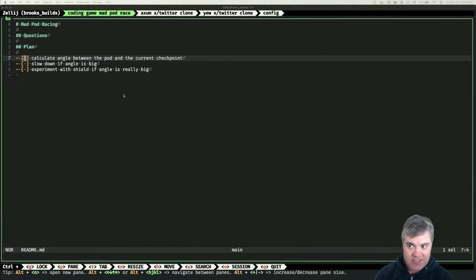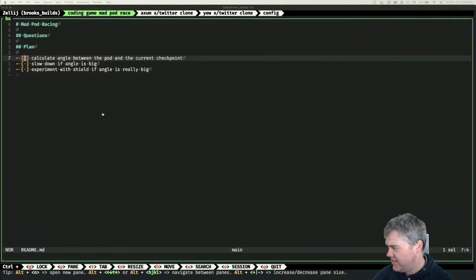So let's see. Yesterday we left off where we finished making our bot work in general. We need to slow down when we're hitting a big turn into the current checkpoint. So that's kind of where we are right now. But what we need to figure out is how to get that angle between us and the current pod.